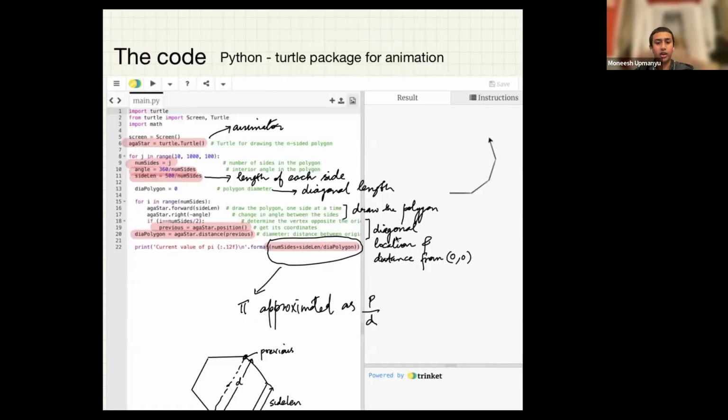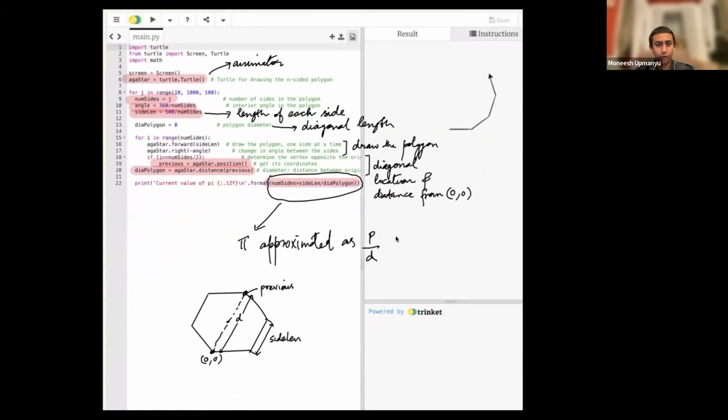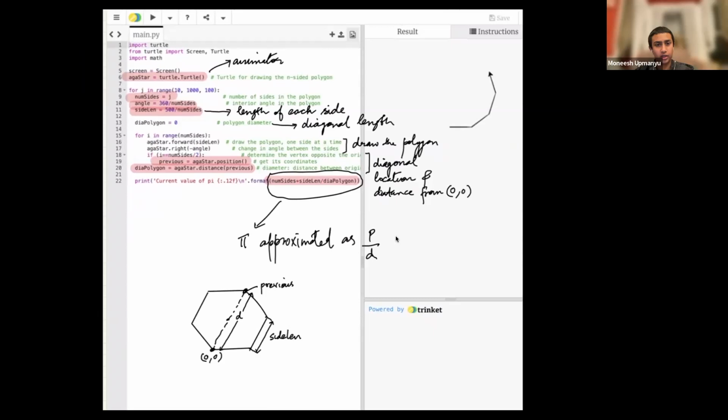Let's have a look at the code now. We're using the same animation package in Python. What we have here is the length of each side, the number of sides, and the angle of each side. How we get the ratio is the number of sides times the side length, divided by the diameter of the polygon. We can calculate the diameter by getting the opposite point and getting its distance from the origin.